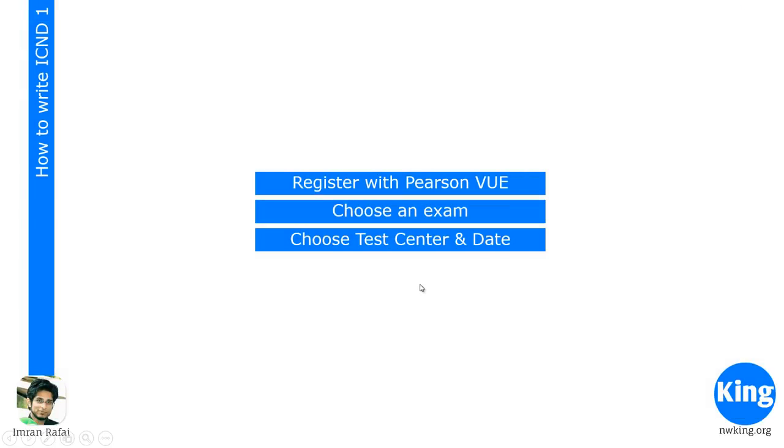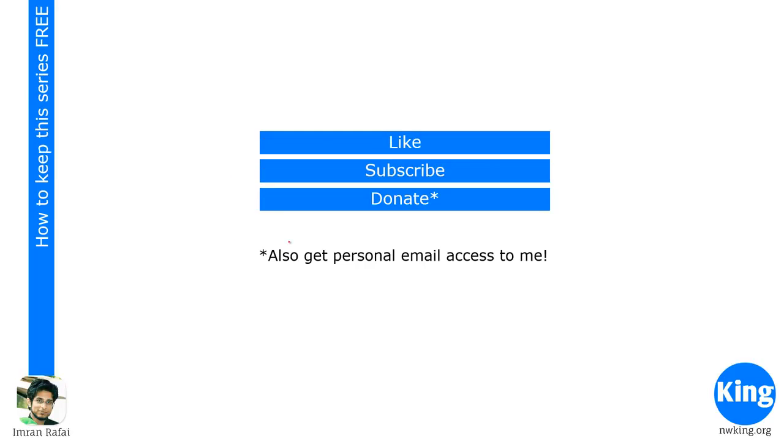Right, so that was that. Register with Pearson VUE as we discussed, log in, then choose an exam that you want to take, and then choose a test center and the date. Once you do that, check out, pay whatever you need to pay, and then go to the exam center on that date, write the test, and I hope you guys come out with a pass score. So that's how you do it.